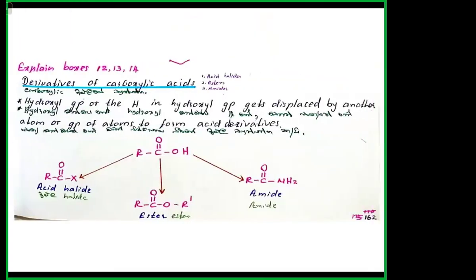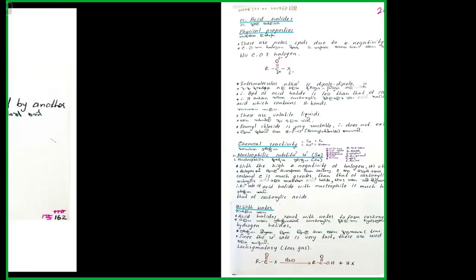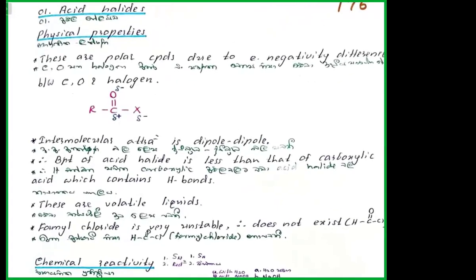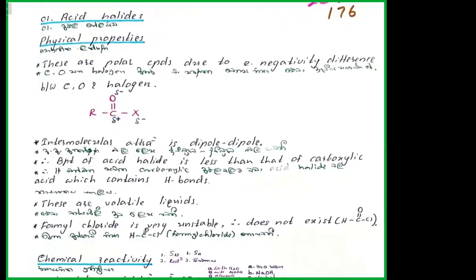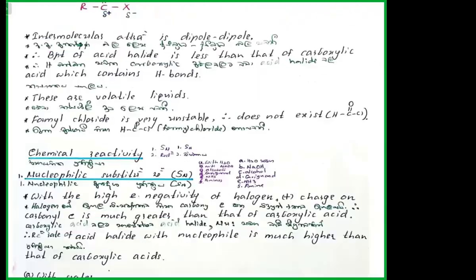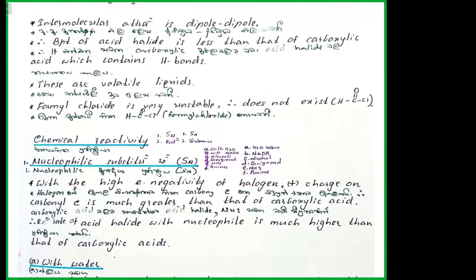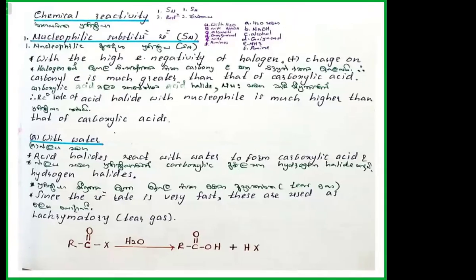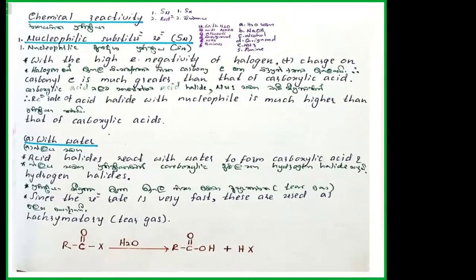Then there are three derivatives. Out of these three derivatives, I'm first going to go with the acid halides. Acid halides are COX. These are really, really reactive even compared to carboxylic acids. Acid halides, amides, and esters. Two particular characteristic reaction types: nucleophilic substitution and reduction. And here, the halogen gets away, OH joins with addition of water.